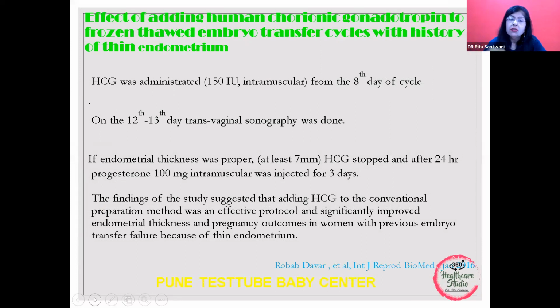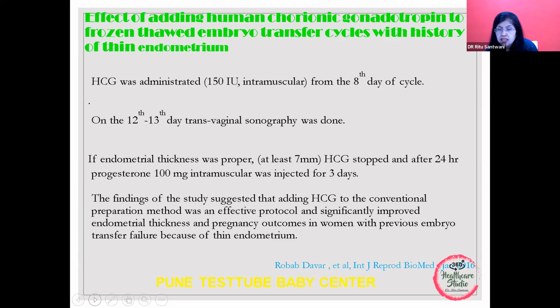So studies have shown that this HCG was administered from the 8th day of the cycle. On the 12th and 13th day, the transvaginal sonography was done. Studies have shown that if the endometrial thickness was proper, HCG was stopped, and after 24 hours, progesterone 100 mg was injected intramuscularly for 3 days.